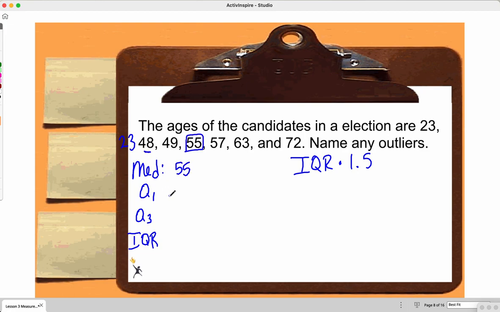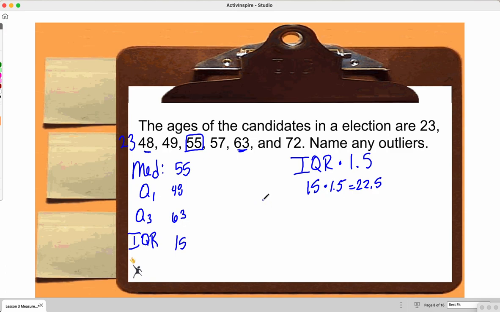Our center point of the bottom data is 48. Our center of the top is 63. The difference between the two is 15. So now that I have all of that ready, I can use this to get my information. So I'm going to take 15 and multiply it by 1.5. And that gives me 22 and 5/10. So that's my distance that I'm going to go below quartile 1 to see if there's an outlier.